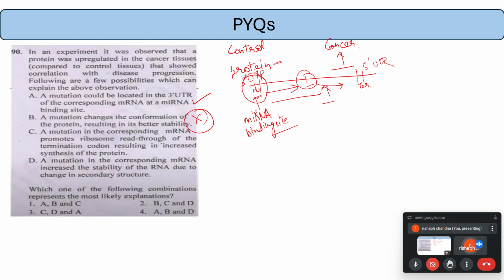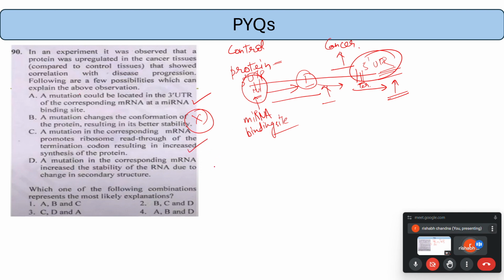Then a mutation in the corresponding mRNA promotes ribosome readthrough of the termination codon, resulting in increased synthesis of the protein. So yes, this can happen because when the termination codon is mutated, there is a mutation in the mRNA that promotes the readthrough of the termination codon, so that UTR is also dysregulated. Okay, so this would lead to an increase in the amount of the protein because here the regulation cannot happen because of the mutated UTR. Okay, so this option can be correct.